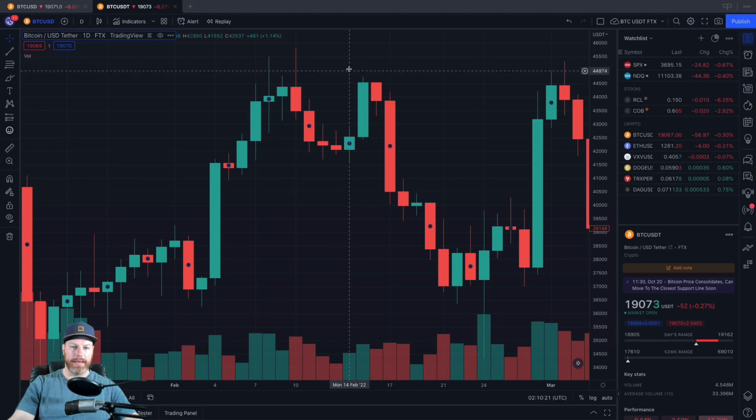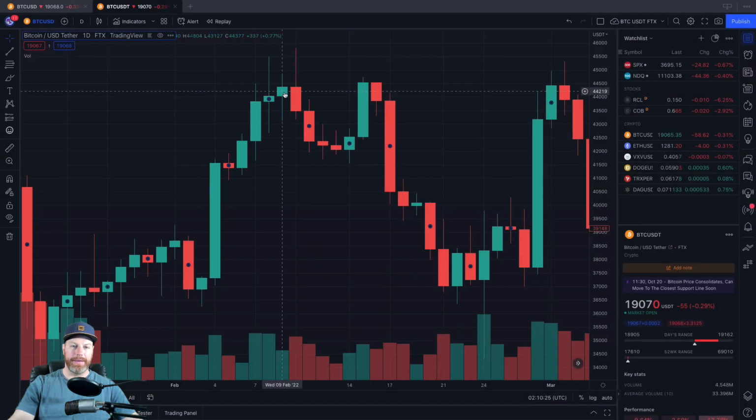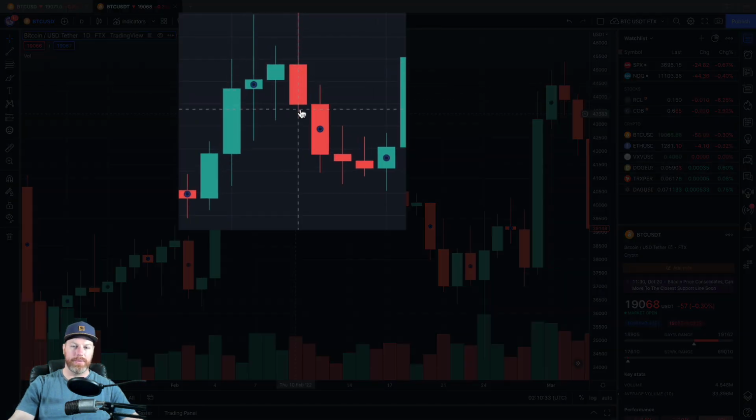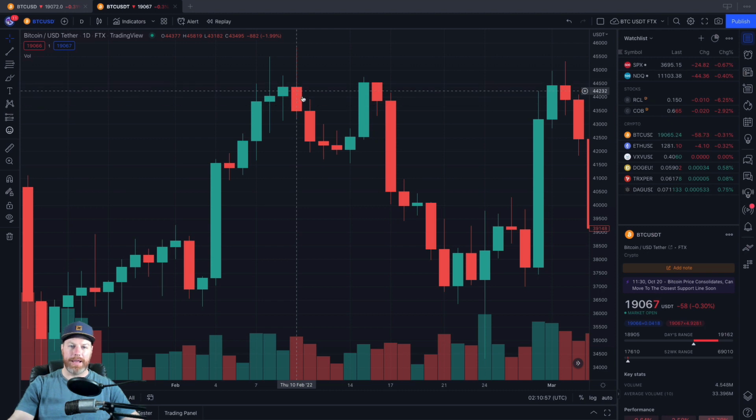Here we have a good example of a bearish engulfing candle. So we see that the previous candle was green, and then the next one is a red candle. It's a bearish candle, and it has a much larger body that engulfs the body of the previous candle. We can also see that this bearish engulfing candle was followed by some downside to the market. Then we had an upside move and then a more extended move to the downside.